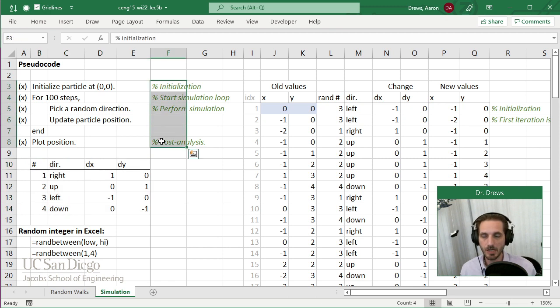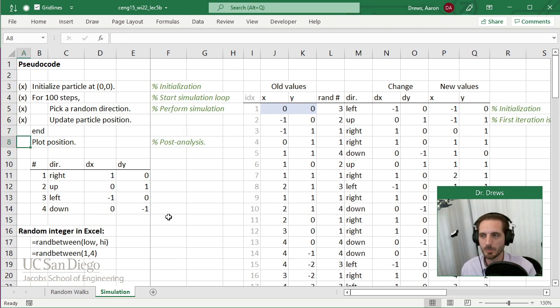We had written a couple of comments to ourselves on the pseudocode about, we start with an initialization, and then we perform a simulation loop, and then we do some kind of post-analysis afterwards. We were a little bit premature marking the plot as complete, so I'm going to unmark that as complete because we're going to finish that up.